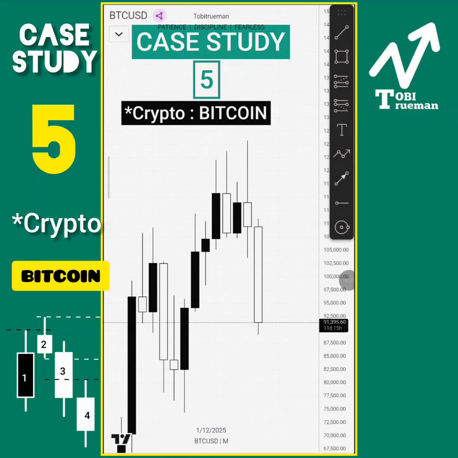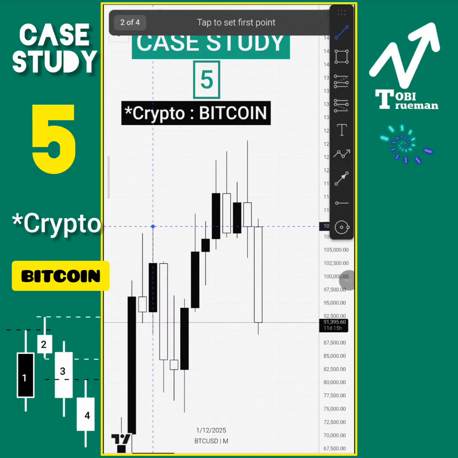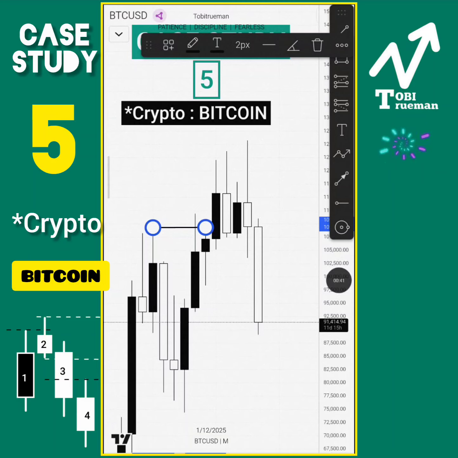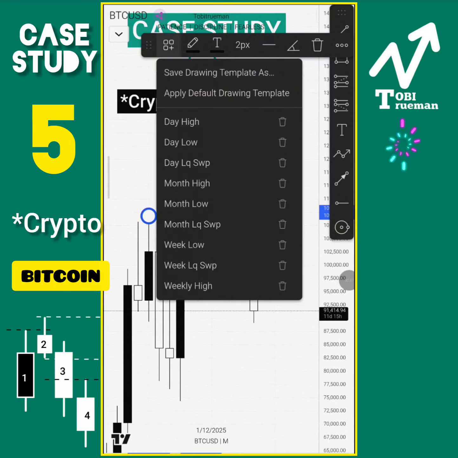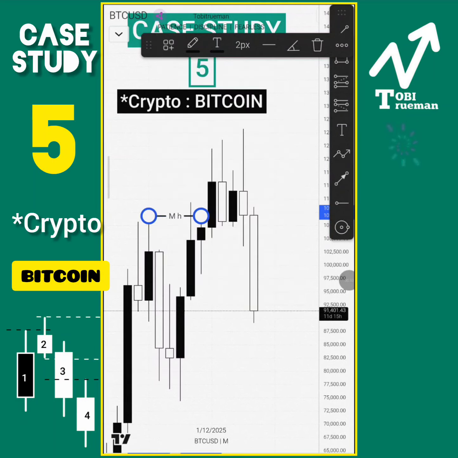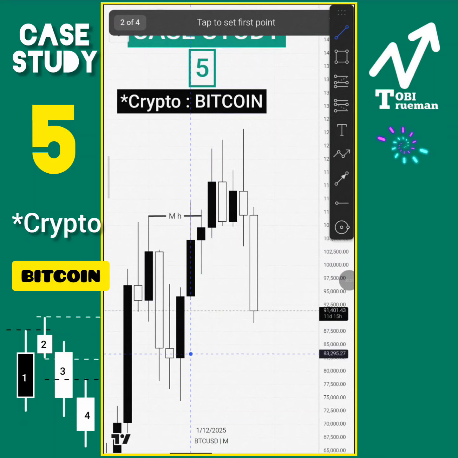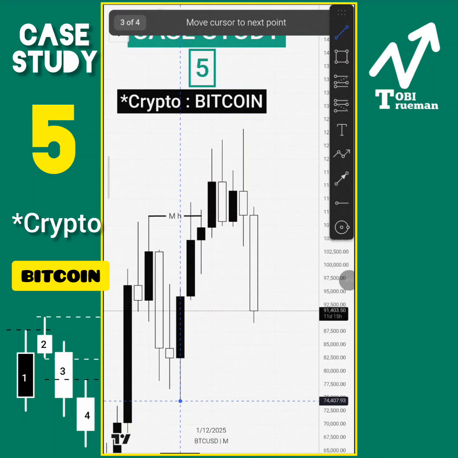Now what do we do? As we usually analyze, we first spot out where there was a month high. As you can see, that is where there was a previous month high. So let's put it there, month high. Now let's look at where there is a month low.